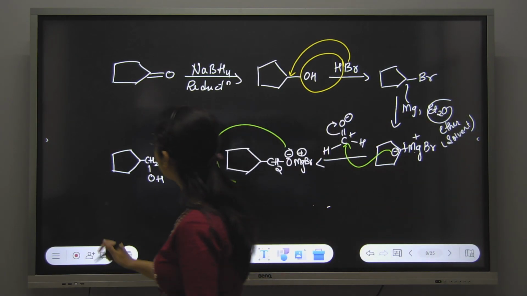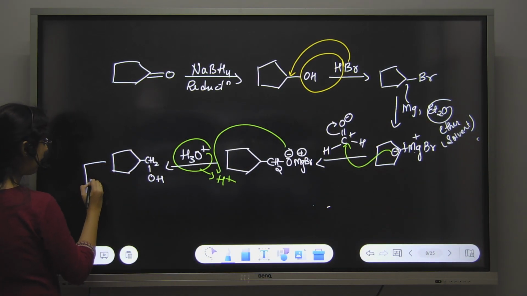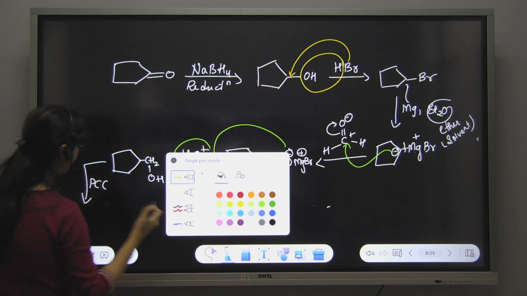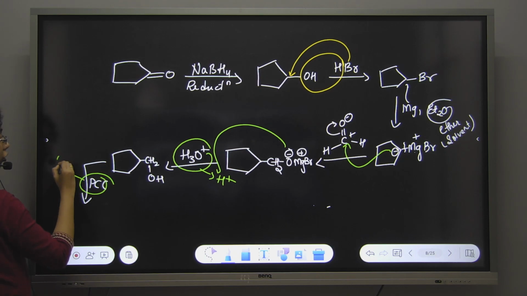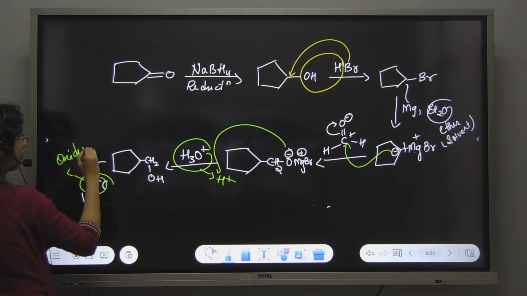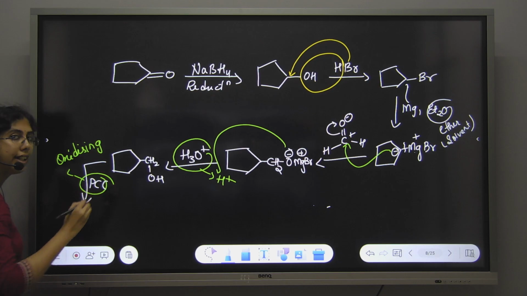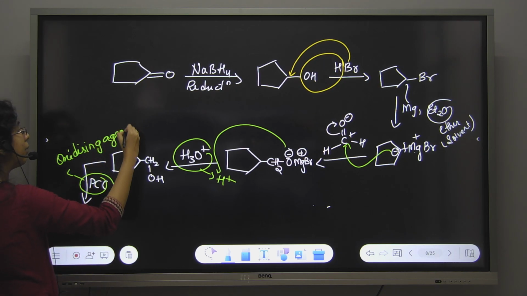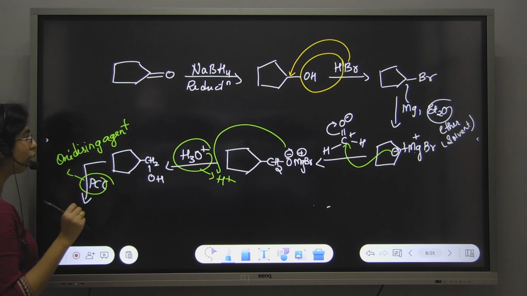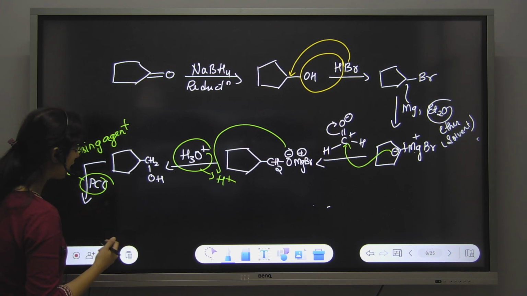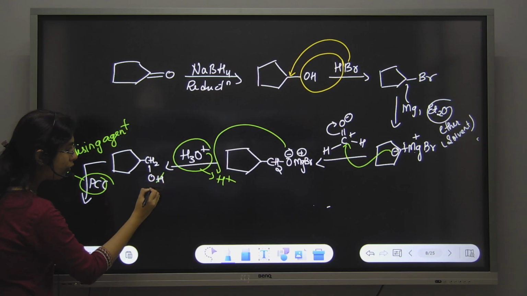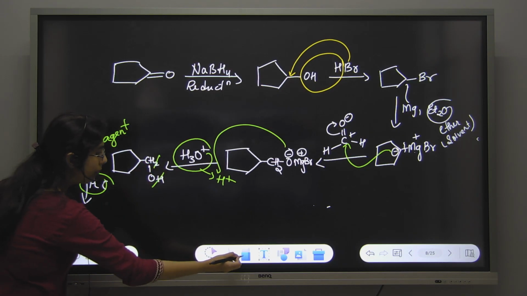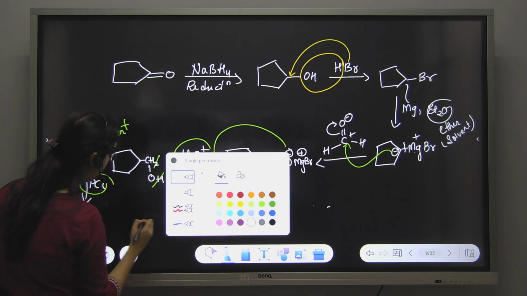PCC they are adding, pyridinium chlorochromate. PCC is what kind of reagent? It is an oxidizing agent. Remember, PCC, you have studied this in the alcohols and phenols chapter. I remember I gave one question from each chapter. Oxidizing agent means what you should do? Remove hydrogen from this oxygen, remove hydrogen from the carbon and form a carbon oxygen double bond.